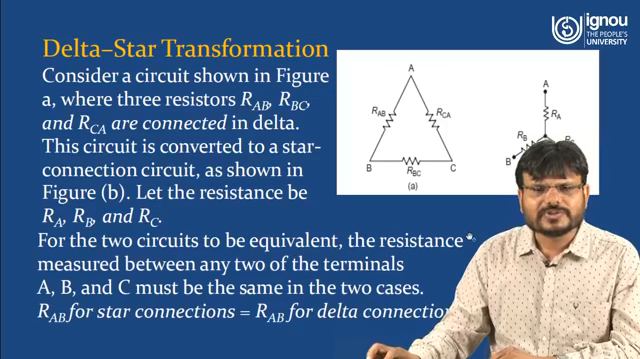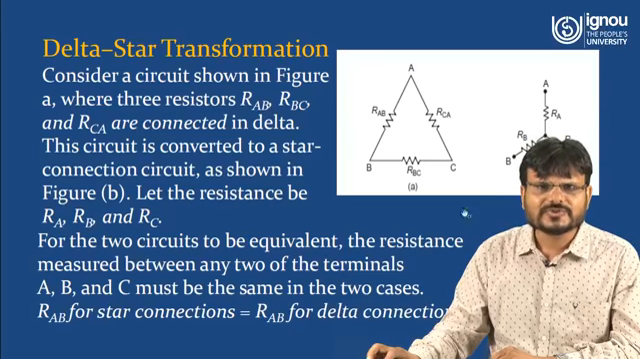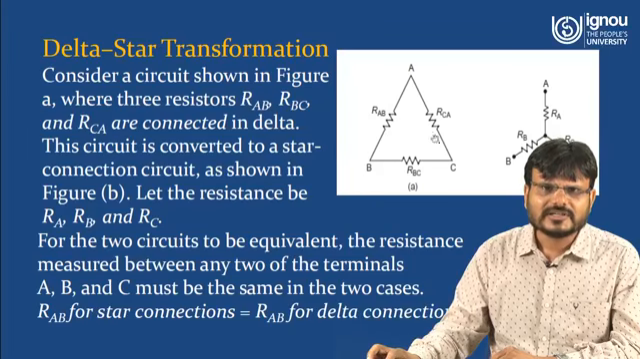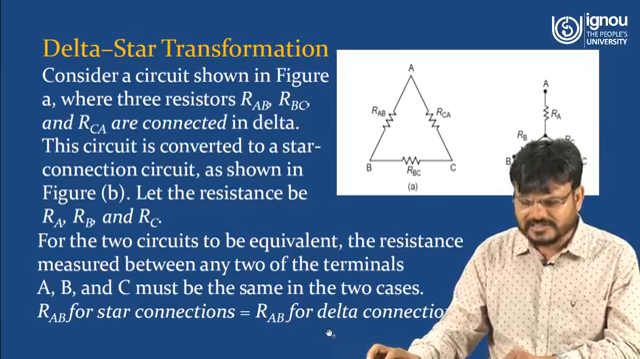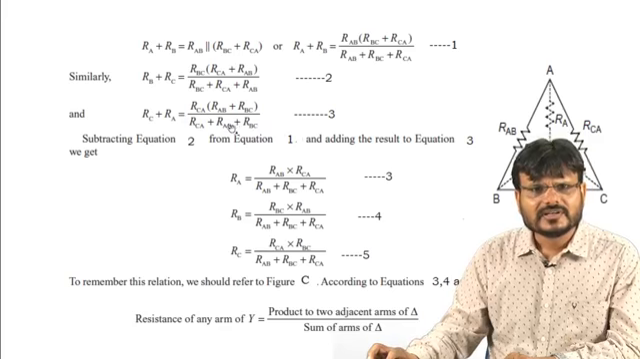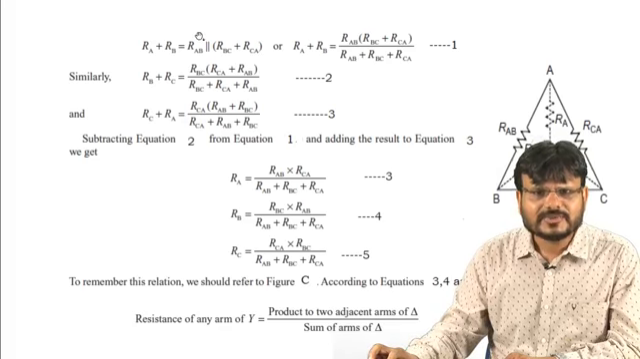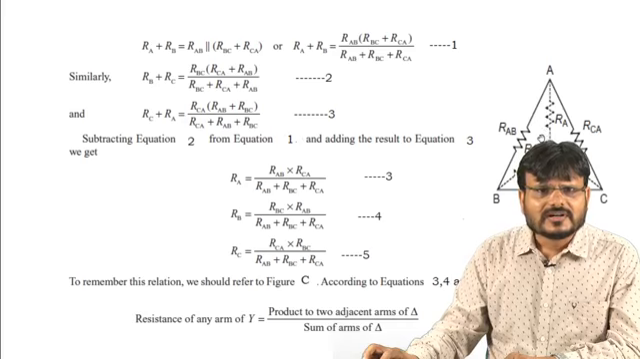For the two circuits to be equivalent, the resistance measured between any two of the terminals A, B and C must be the same in the two cases. Suppose RAB is between terminals A and B. The resistance between A and B for the star connection is equal to the resistance between terminals A and B in the delta connection. RAB in the star connection can be calculated this way: RA plus RB is equal to RAB in parallel with RBC plus RCA.